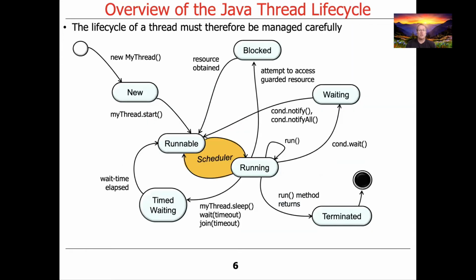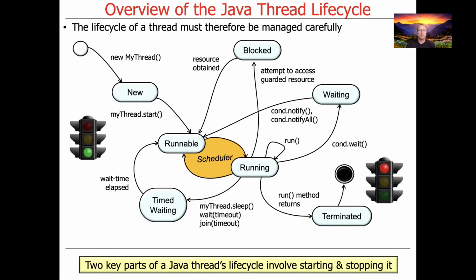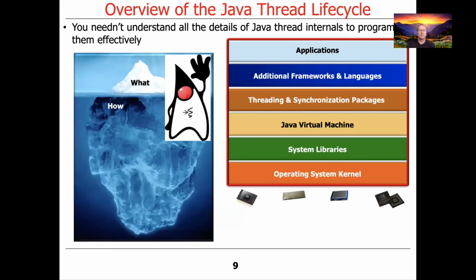Therefore, it's important to understand how a thread lifecycle is managed. As we'll see, some of these things you control either directly or indirectly. Other things are happening behind the scenes. And so what happens is a thread will transition through various states based on operations that occur while the program is running. And as I said before, two of the key states we care about are starting and stopping Java threads. So we'll pay particular attention to them.